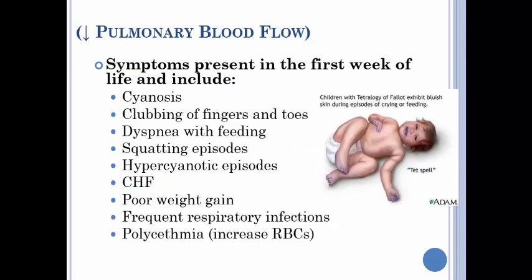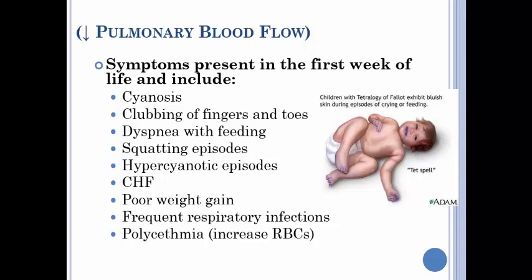Symptoms present usually in the first week of life, so this is usually diagnosed pretty early: cyanosis, clubbing of the fingers and toes, dyspnea with feedings, squatting episodes. So the child actually assumes a knee-chest position because it helps the problem, which we'll talk about in a second.